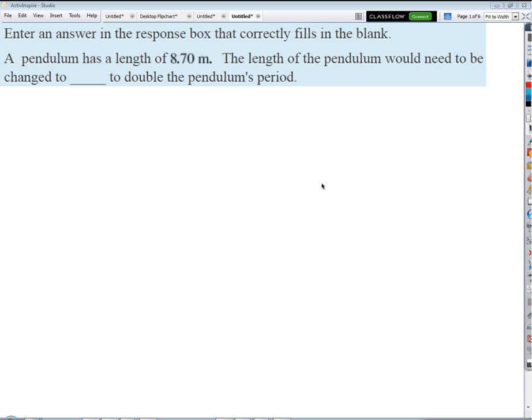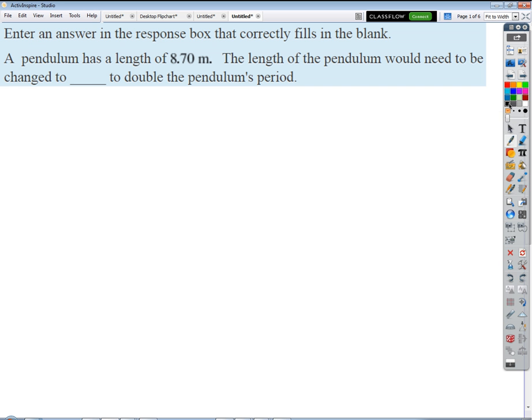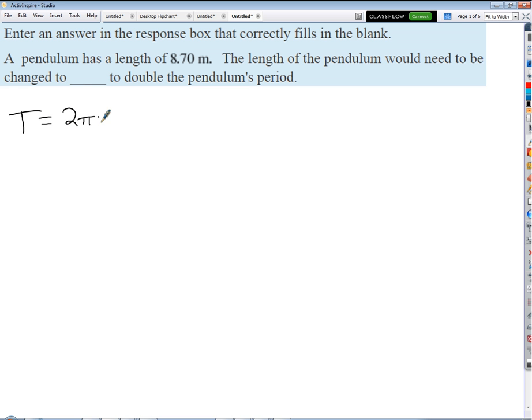The formula that goes with this. Who can remember what's the formula for a pendulum that relates period to length? 2 pi square root of L over g. That's it. Square root of L over g. Very good.